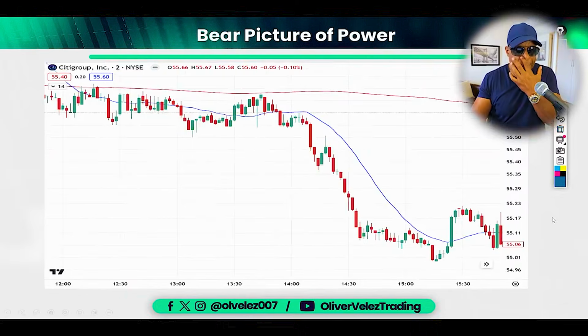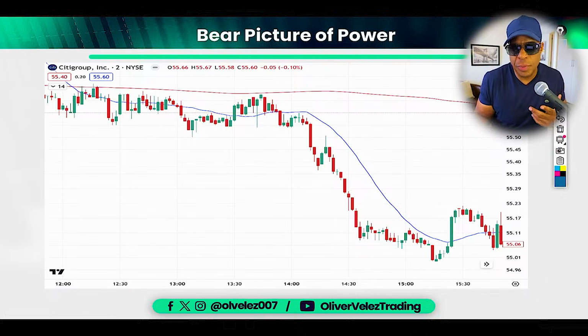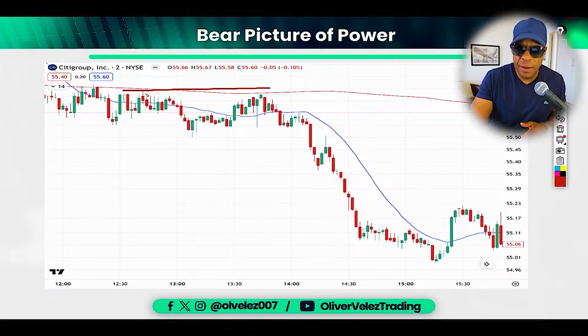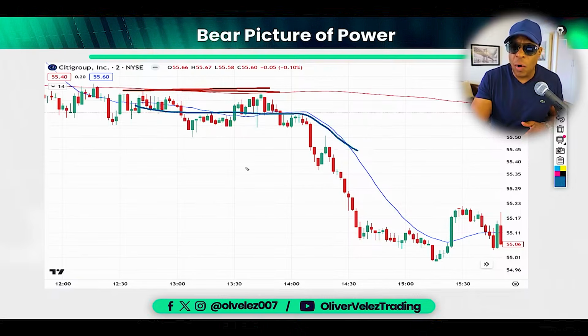We look at a bear picture of power. Here's a 2-minute chart of Citigroup. Now notice the flattish nature on the left-hand side of the chart. Flattish 200, sort of a flattish 20-period moving average here. And all of a sudden, that 20-period moving average starts to separate and leaves the parent. Now, all power bars you can dive into that are at or near the 20.